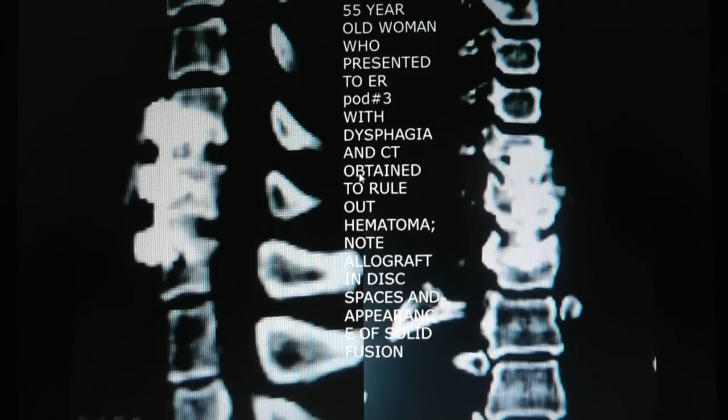I wanted to show everybody this because this is an interesting case. This is a 55-year-old woman who I did a C4 to C6 ACDF on, and she came back post-op day 3. She said she was having a hard time breathing, and her neck was swollen. I was worried she had a hematoma of blood pushing into her airway, so I ordered a CAT scan to look at her airway. But in the midst of that CAT scan, we also got a CAT scan of the spine. She had allograft.